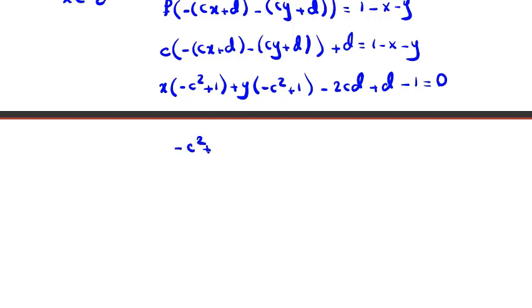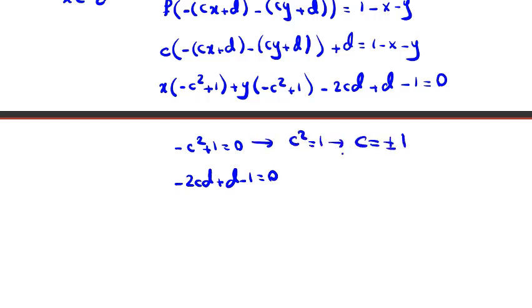So negative c squared plus 1 is 0, and also negative 2cd plus c plus d minus 1 equals 0. Here you conclude c squared is 1, so c is positive or negative 1. If c is 1, then if you replace here, negative 2d plus d minus 1 is 0.